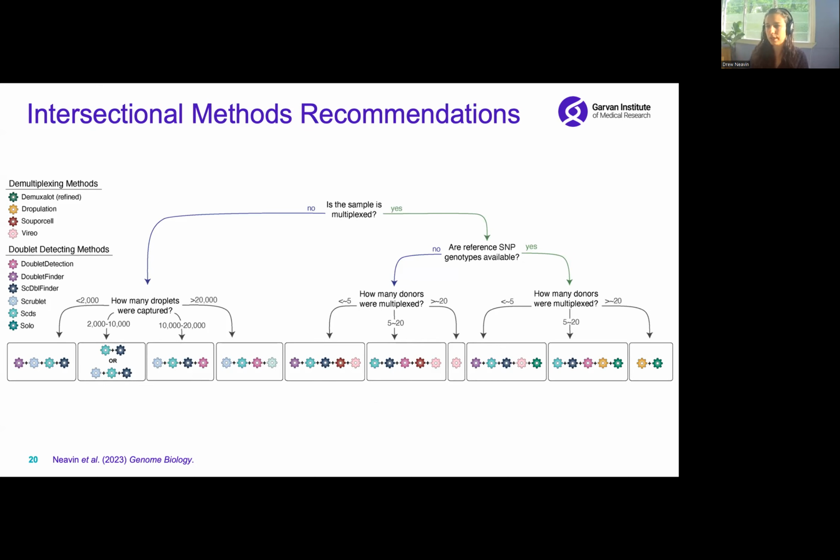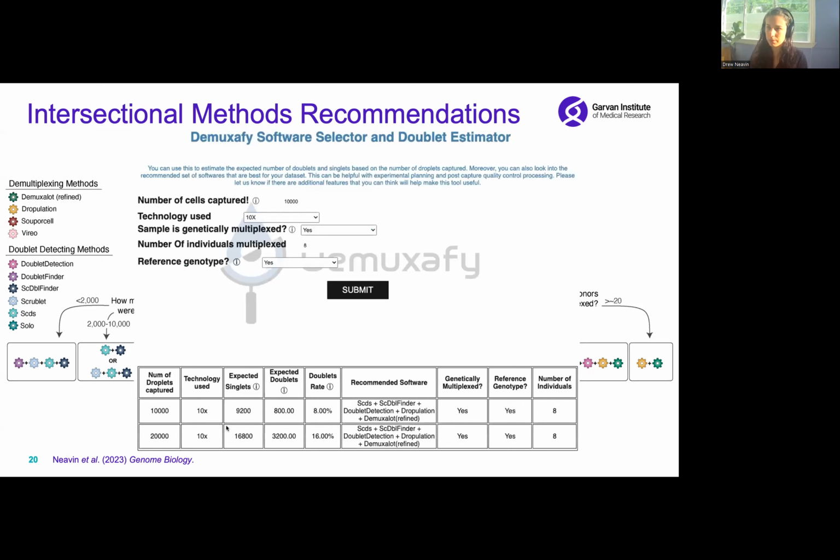And we've built this into an online tool that allows people to enter different information about their experiment, including the number of cells captured, the technology you use, and whether you have genetically multiplexed data. It then identifies what we found would be the best combination of methods to apply, the expected doublet rate, and the expected number of doublets for each of these different experimental conditions. And this is available online for people to use as part of the Demuxify package.